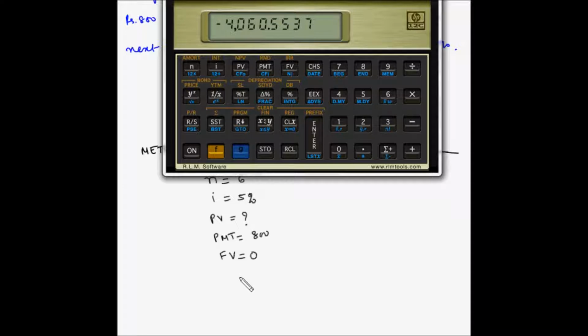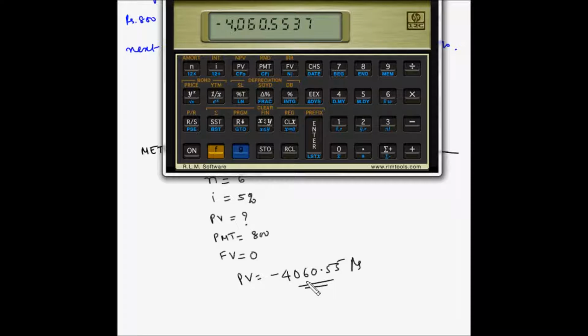So the present value is minus 4060.55 rupees. Now why is this minus? Because rupees cannot be negative. So negative indicates that this is an outflow because we are going to deposit this much amount into the bank so that we can get an annuity of 800 per year.